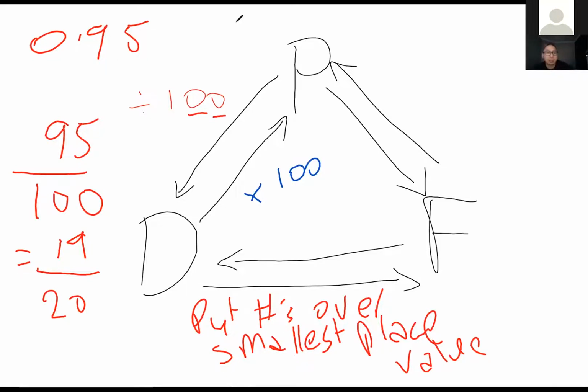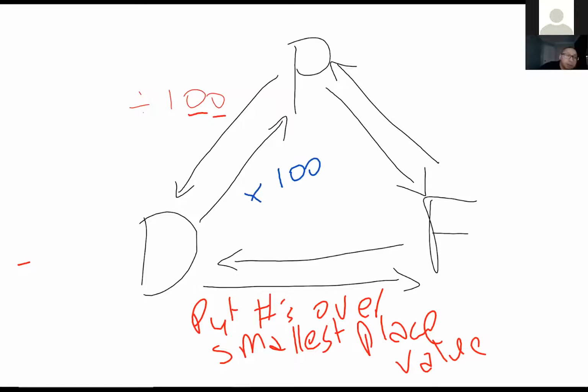So to go from a decimal to a fraction, that's probably one of the hard ones. Does anyone know how to go from a fraction to a decimal, how to go back the other way? Okay, so let's say I've got 4/5. How do you change that into a decimal? I'm going to wait 3 seconds. Anyone know?